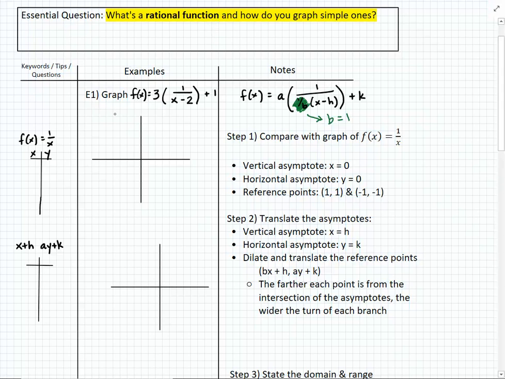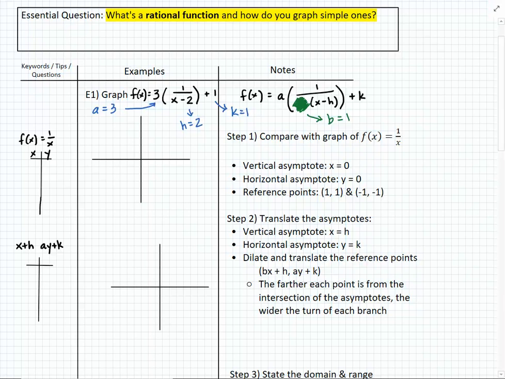You can see here that a is 3, h is positive 2, and k is 1. So whatever's going on here, something is going to be stretched vertically by a factor of 3, shifted to the right by 2, and shifted up by 1.